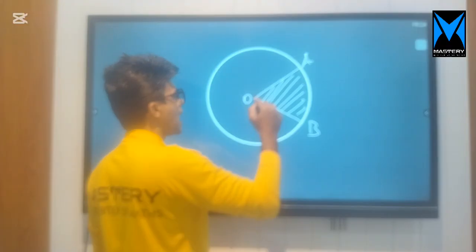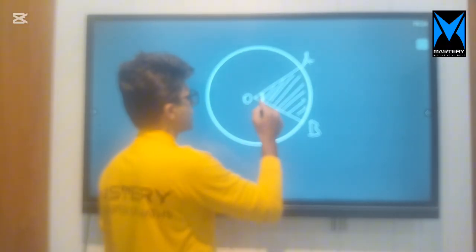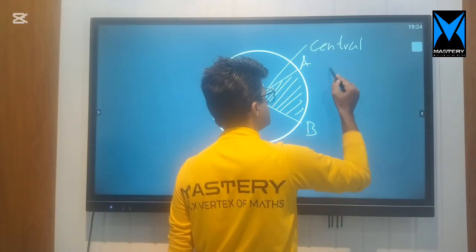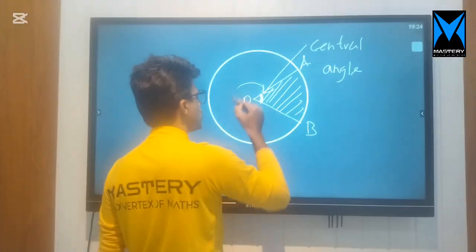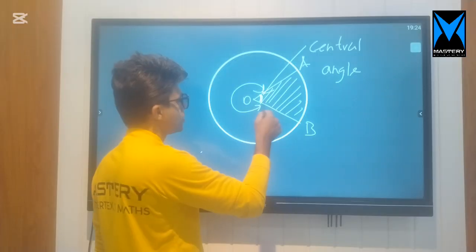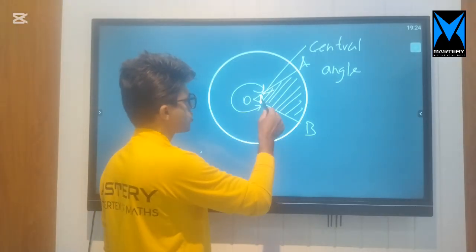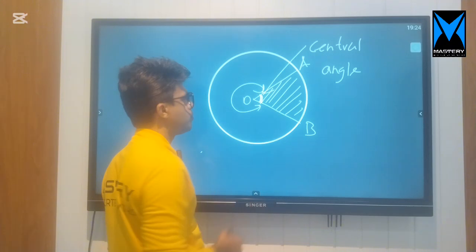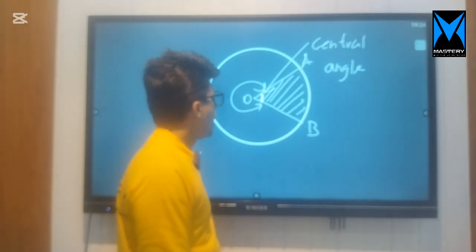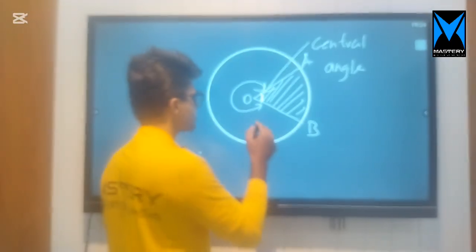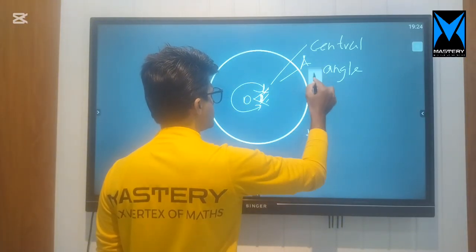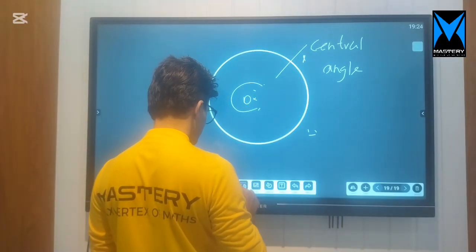Here is a sector. This angle is the central angle. This one is also a central angle, the minor angle. The magnitude of this angle is lesser than this one, but anyway, both are central angles. Then here is a sector. This part is also a sector. Don't forget this one, this part is also a sector.